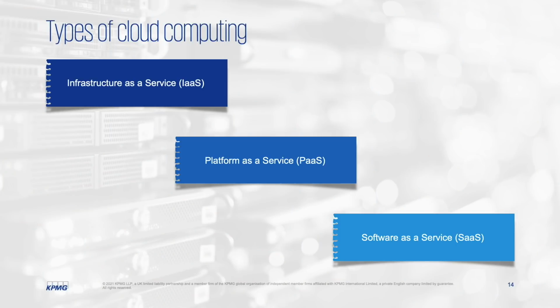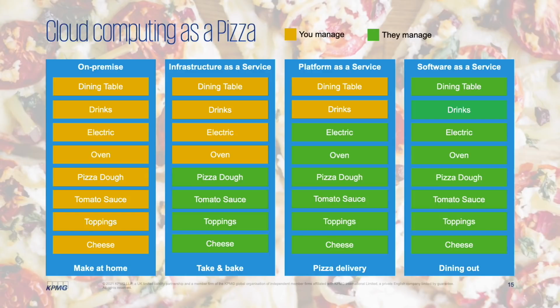There are three types of cloud computing. There's infrastructure as a service, or IaaS, platform as a service, or PaaS, and software as a service, or SaaS. To go into these a little bit more, we'll look at cloud computing as a pizza. Like Jake mentioned, before cloud computing, there was on-premise, and that is where you had to manage everything. So think of this as the pizza you're making at home. You have to make sure you have all the toppings, all the ingredients, and all the ways to cook and eat it.